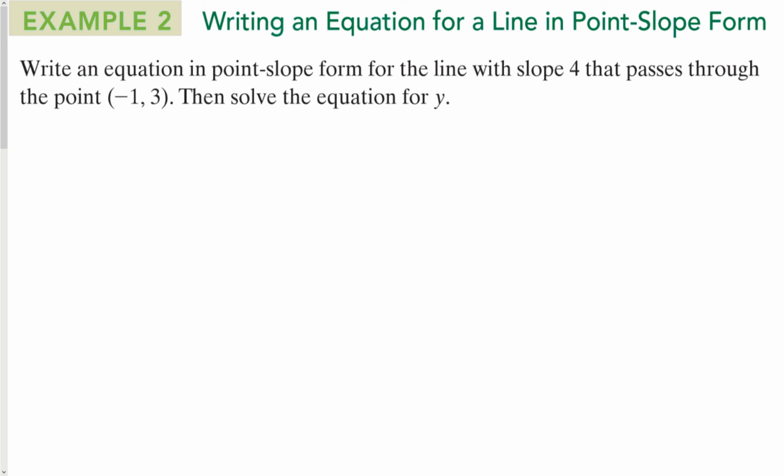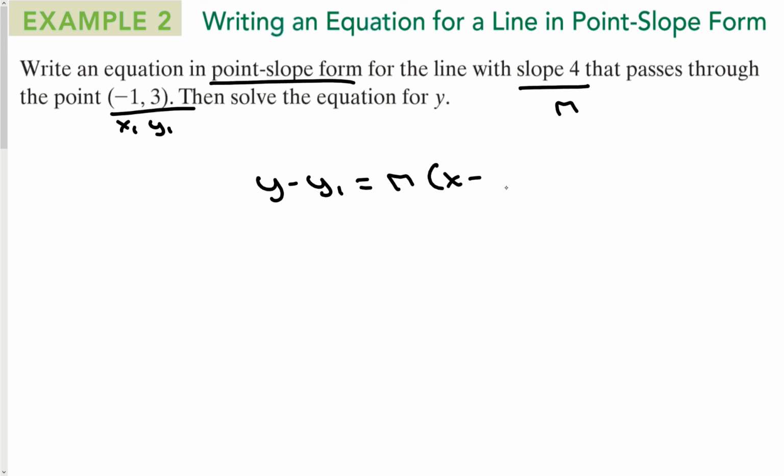So write an equation in point-slope form, right? So we're going to leave it in point-slope form for now. Usually we're going to maybe change it around a little bit, but for now, so what do we need? We need a slope, we need a point. So this is x1, y1, and that is m. My formula for point-slope form of equation is y minus y1 is equal to m times x minus x1.